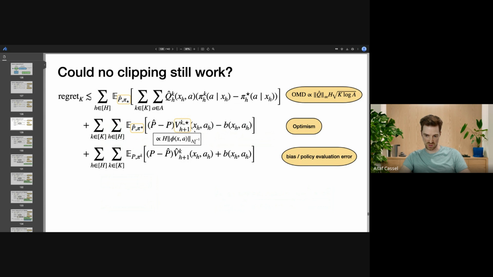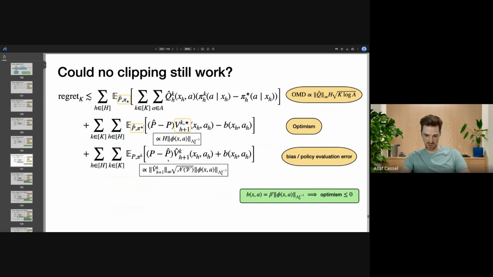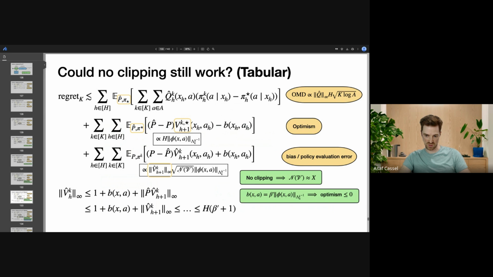And now this term is easy to bound, since V star is a constant. It's not something that's data dependent. So now you can use standard arguments to bound this. Now you can easily choose your bonus and make the optimism term less than or equal to 0. And then the next term, which is the usual bias, didn't change at all. It only affected the OMD and optimism term. Then, because the bonus is not dependent on the size of V hat, it's relatively easy to see that A, we don't have clipping, so the log covering is bounded, and B, we can bound V hat just by 1 plus the, sorry, okay.